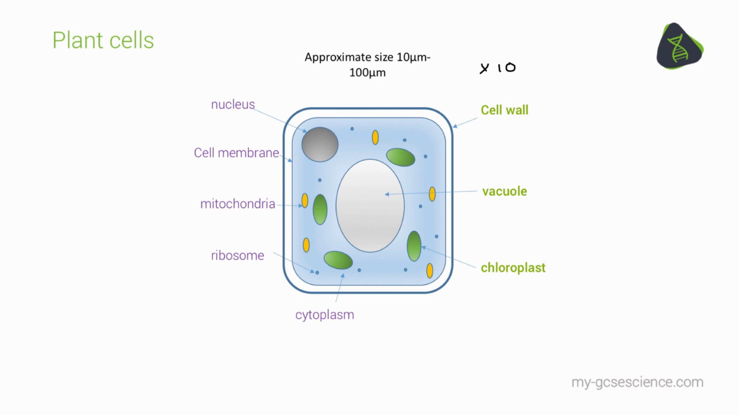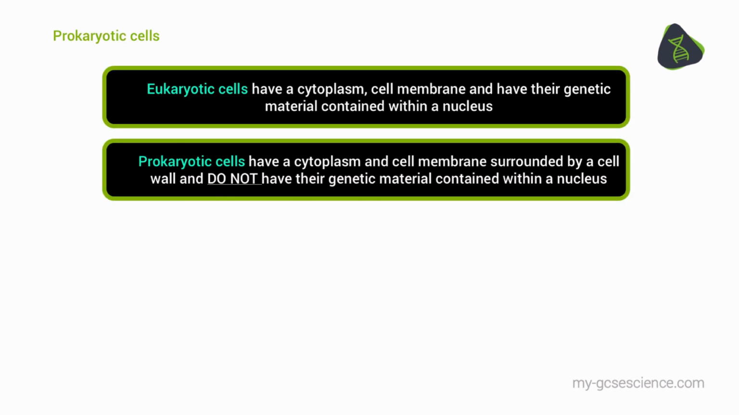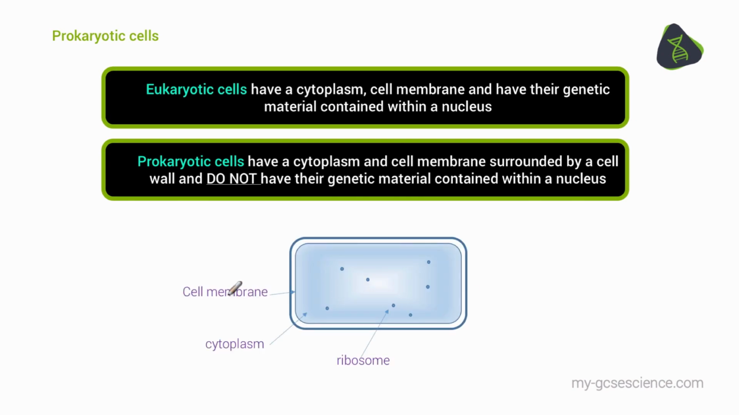Fungi and protists will also belong to this group, and this group is categorized by the fact that their cells have all the kind of things like cytoplasm and cell membrane, but most importantly, their genetic material is contained within a nucleus. Prokaryotic cells, on the other hand, are much, much smaller, and by prokaryotic cells I mean bacteria really. They have the same features. They have a cell membrane and a cytoplasm. They also have ribosomes because they need to make proteins too, but their ribosomes are slightly smaller than eukaryotic ribosomes.